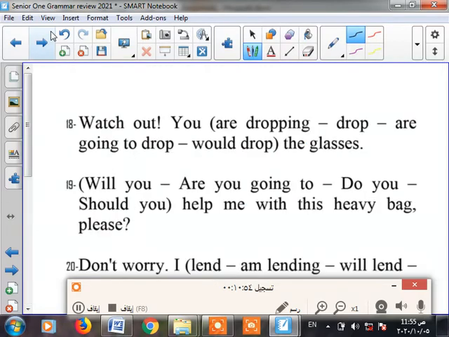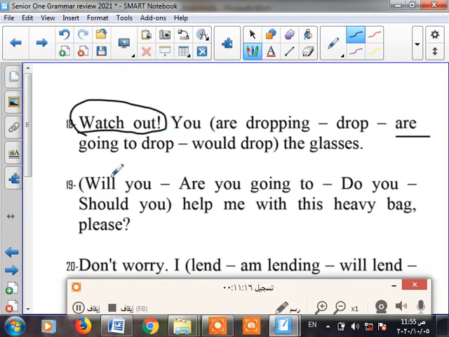The following one, watch out, and here draw a circle around the words watch out. Watch out, you drop the glasses. Okay, when you find the words watch out, or be careful, or take care, okay, with these words, you have to use are going to or going to.